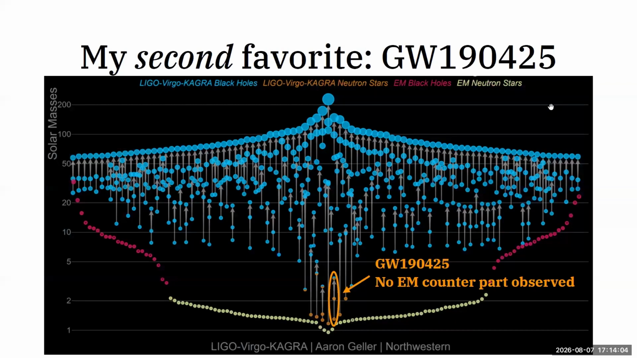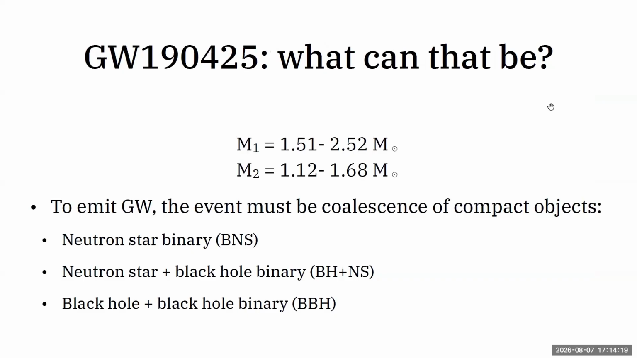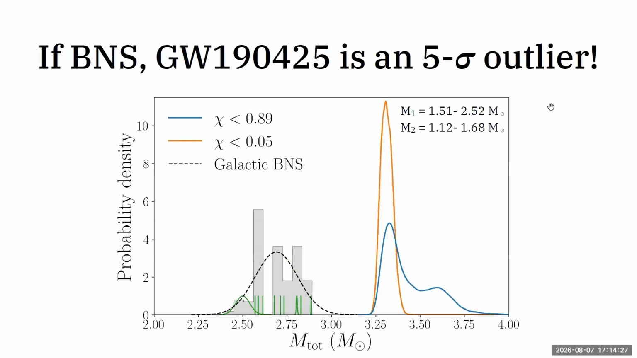GW190425. In terms of mass range, one of them is lighter than 1.4 solar mass. We did not see any EM counterpart. And that's also an oddball. The first mass is in this range, the second mass is in that range. It could be either a binary neutron star, neutron star black hole, or black hole black hole. If it were a binary neutron star, they're very weird.